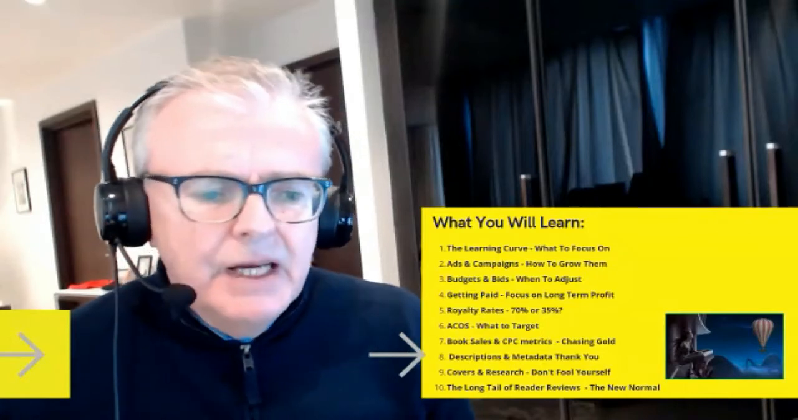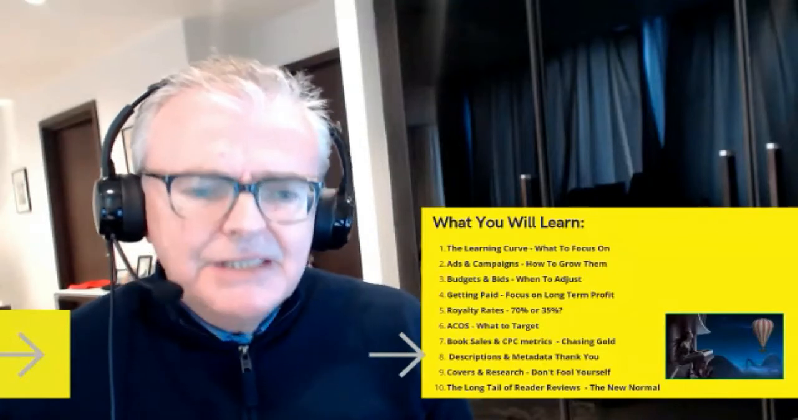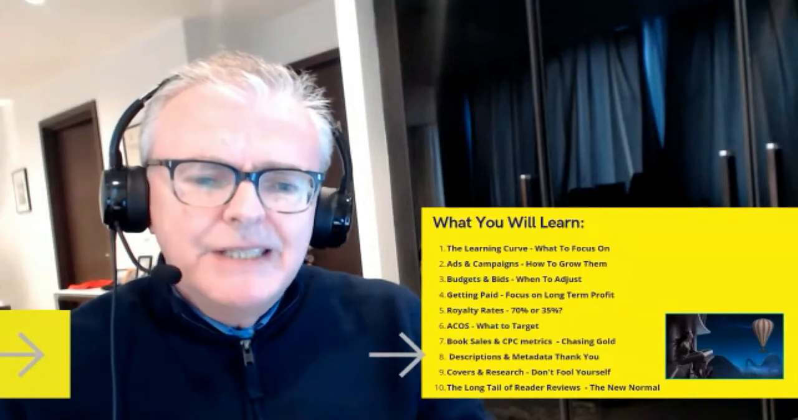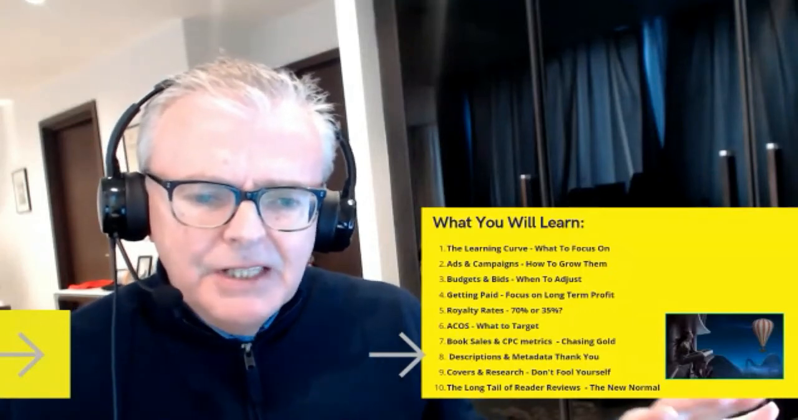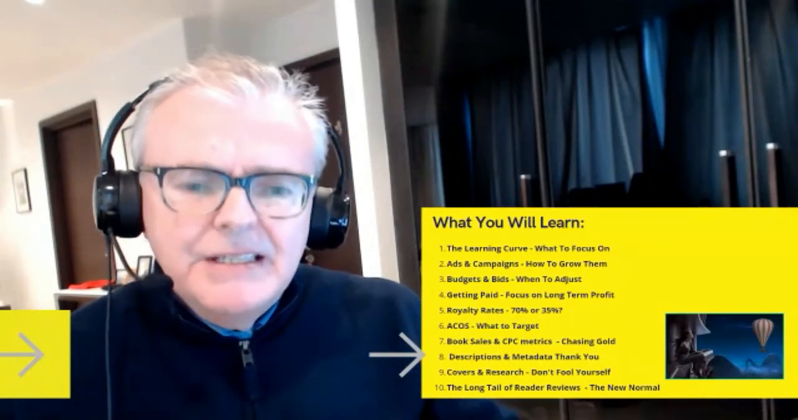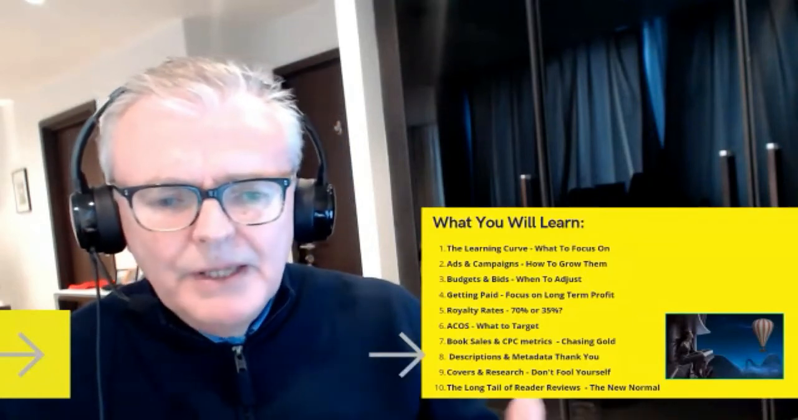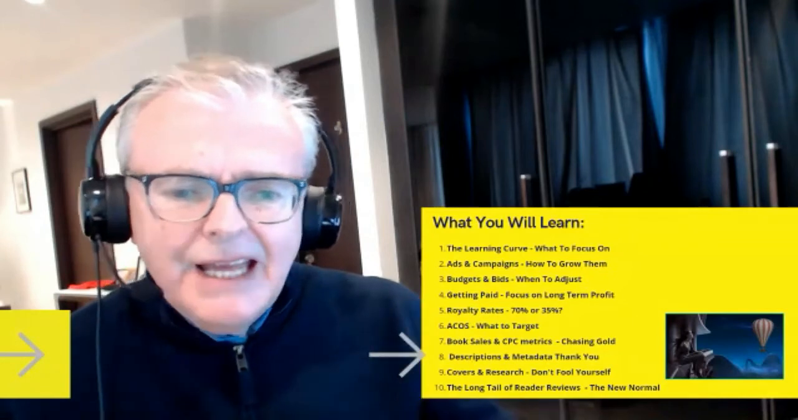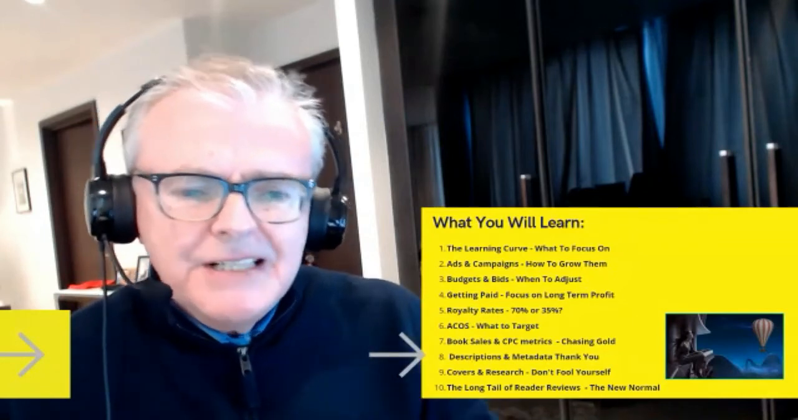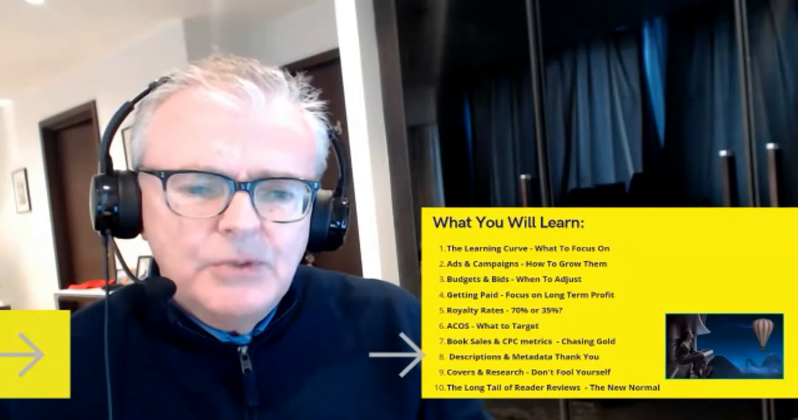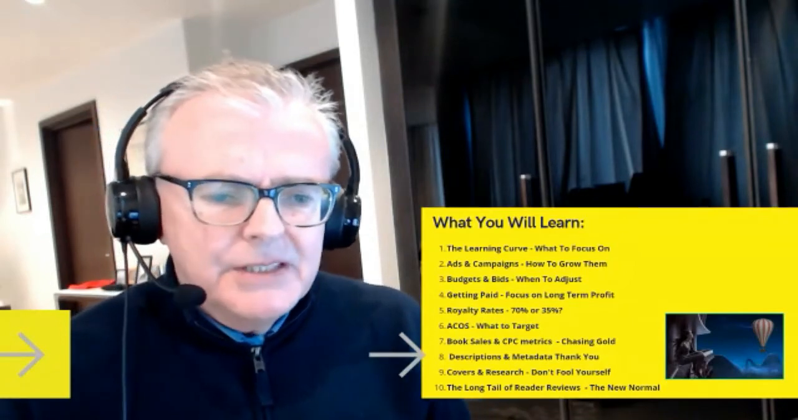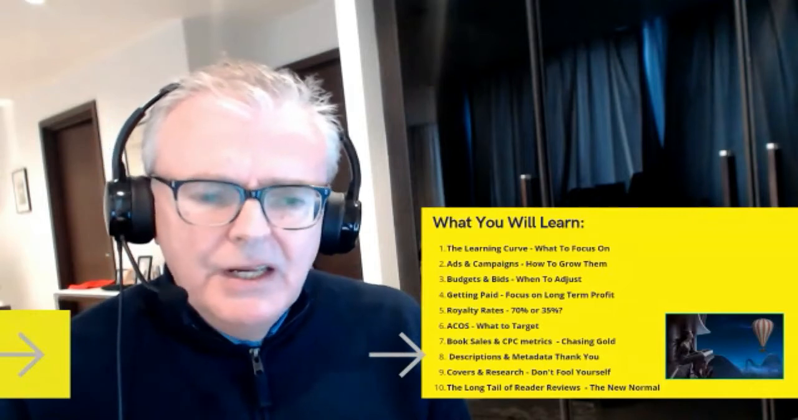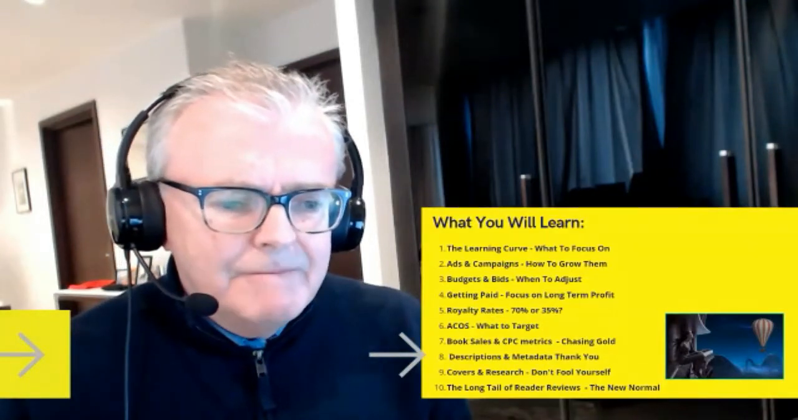And then descriptions and metadata. It's really important that we get our descriptions right. We need to understand metadata and keywords, the things that we do when we put a book up. The categories and the data that is associated with your book is the metadata, and the keywords in your description can help with that as well. So descriptions are important, and we're going to be covering that as well.